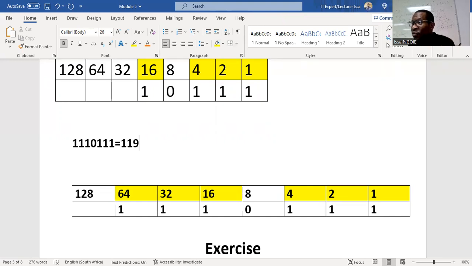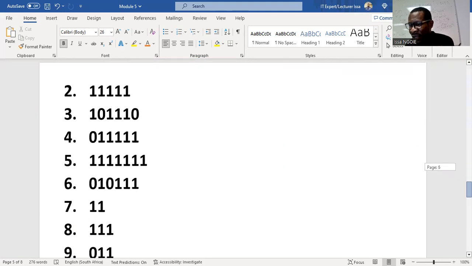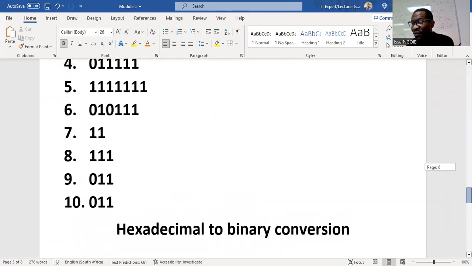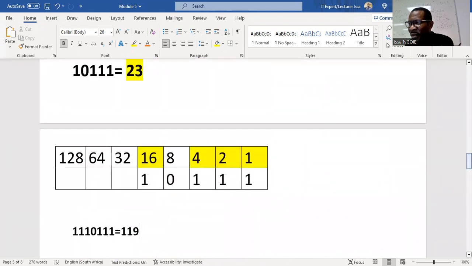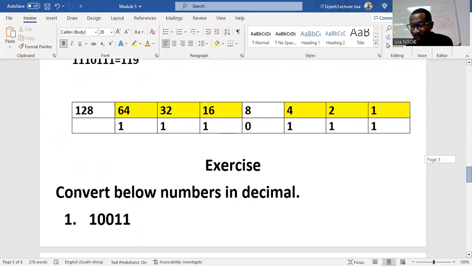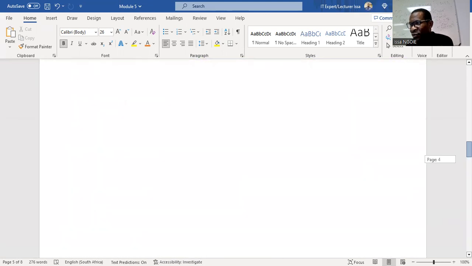So this is how you have to convert from binary to decimal and from decimal to binary. You got the exercises, do them, and I'll send the last recording before the end of the day, right? Okay, thank you very much. For any questions, don't hesitate to contact me. You see the exercises here, you have to do them, right?